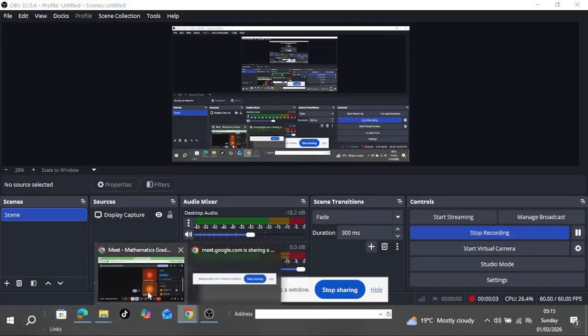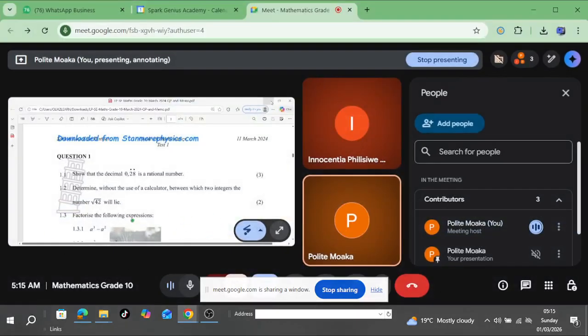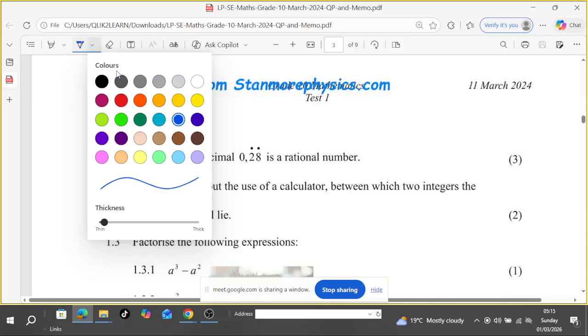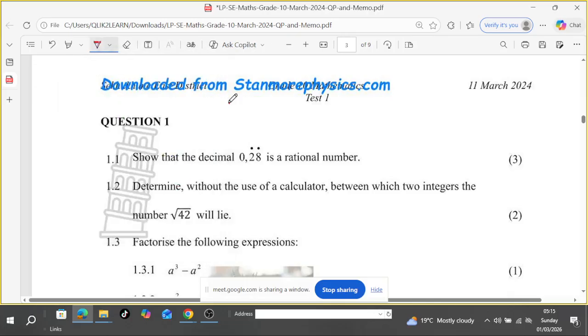Okay, so remember when we have a question like this. The first one says show that the decimal, we are given a decimal 0.28 recurring, and they want us to show that this number is a rational number. A rational number is any number that can be written in the form a over b. So they want us to show that this can be written as a fraction.